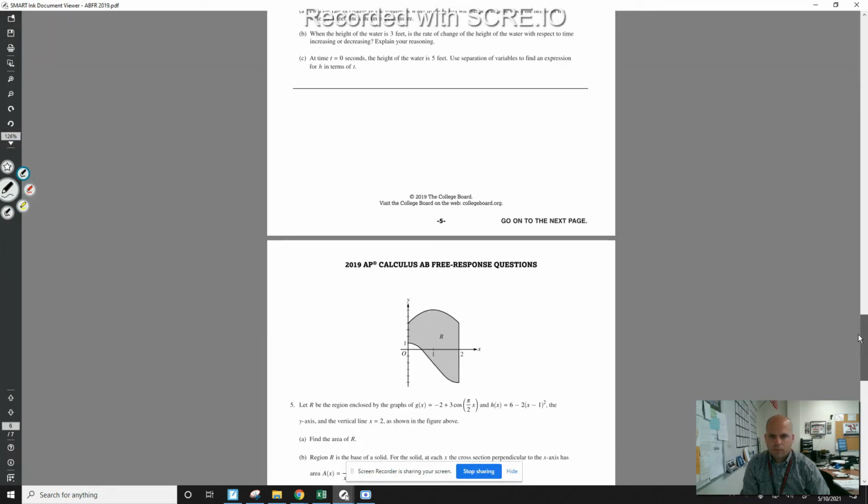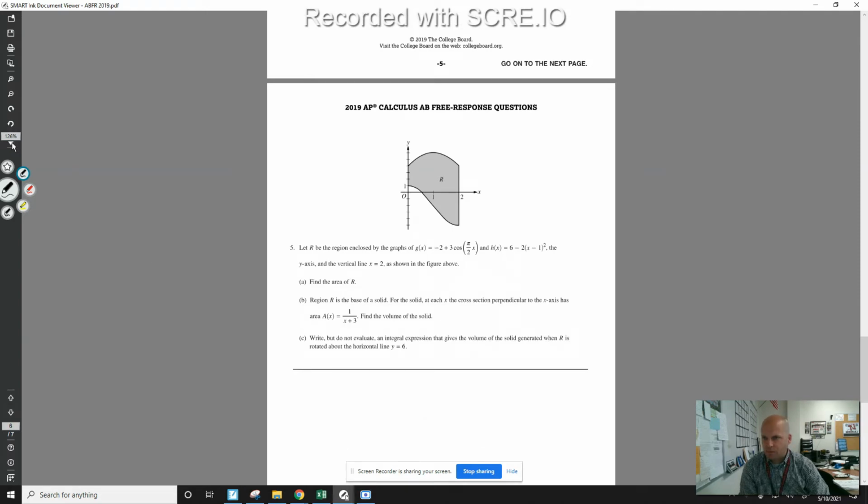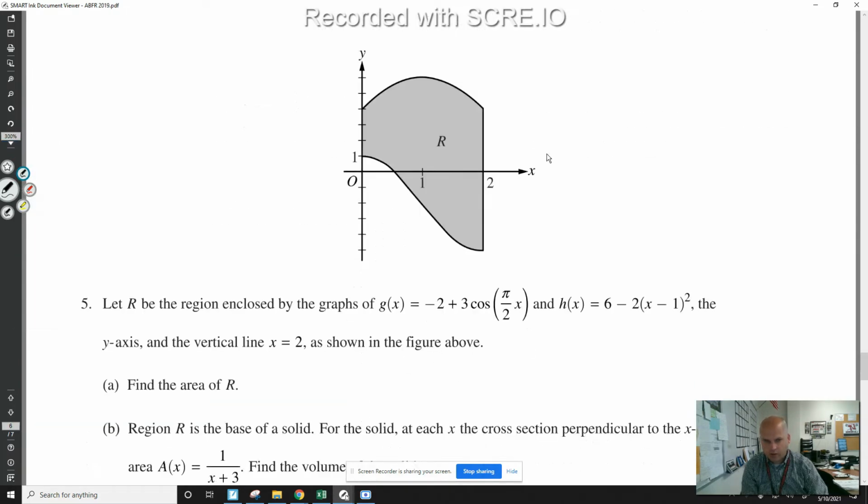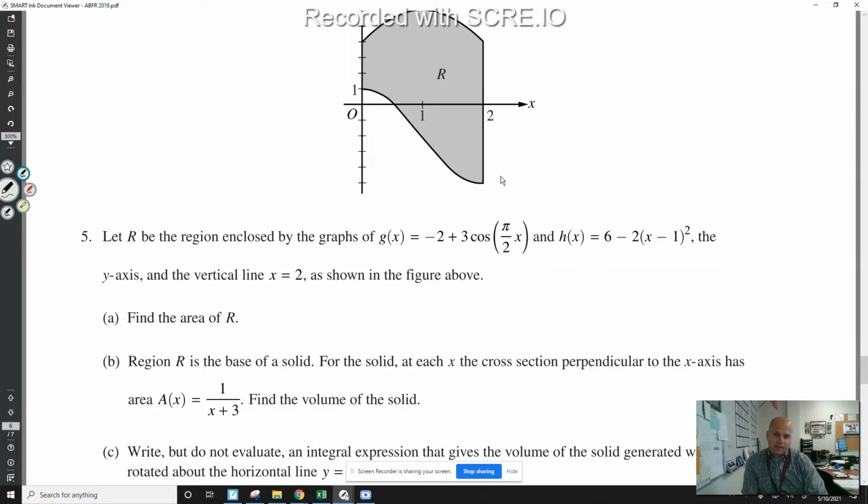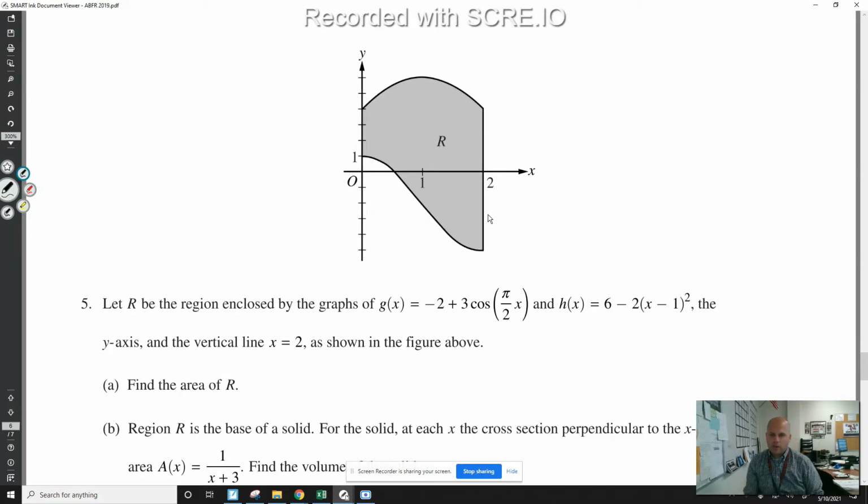All right. I don't like starting with this question because I prefer starting with a calculator question. This is a non-calculator question. It's a good one to do anyways. Find the area.